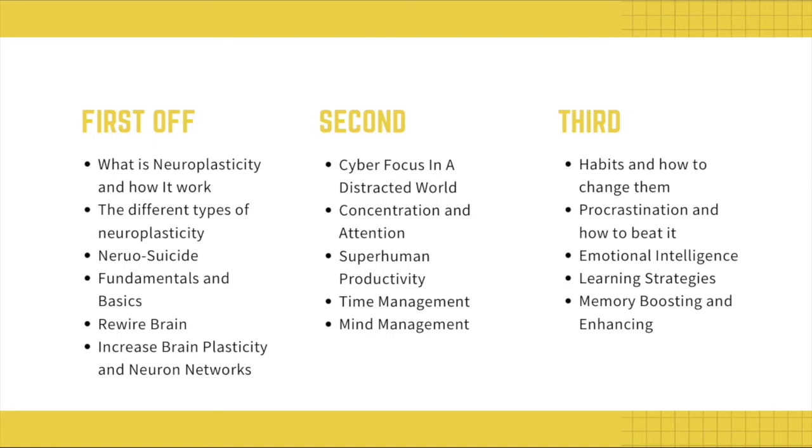And finally, we're going to talk about habits and how to change them. We're going to talk about the concept of procrastination and how to beat it. We're going to talk about emotional intelligence, learning strategies, and memory boosting and enhancing. Habits are, of course, one of the most essential principles when it comes to neuroplasticity. Habits equal repetition and consistency, and repetition and consistency ensure proper brain plasticity and flexibility.